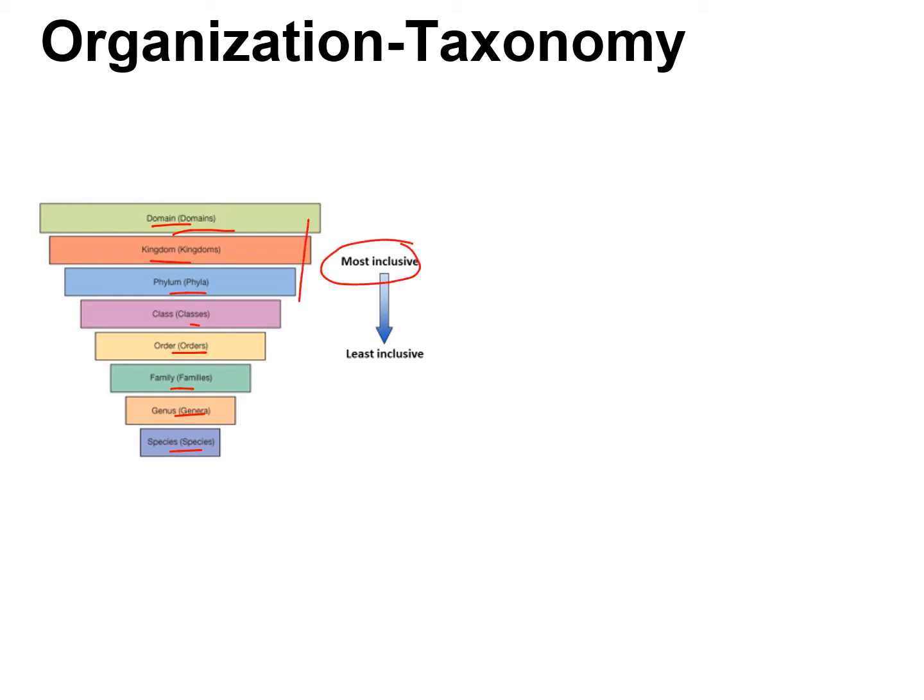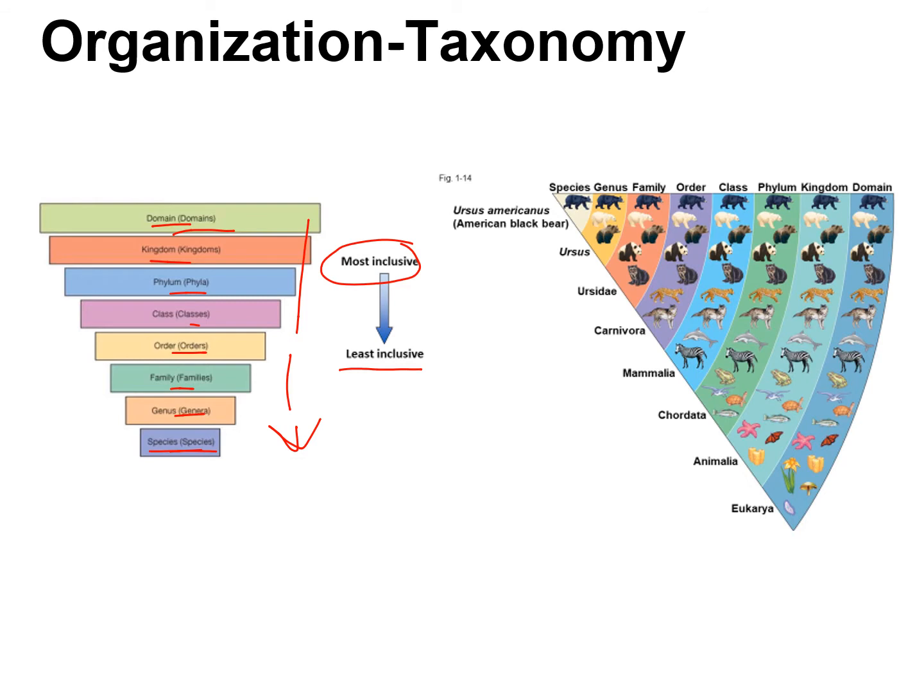It is the most inclusive. And as you go down this type of classification, you are going to end up at the species classification, which is the least inclusive or the more specific. So an example for the American black bear. Its species name is Americanus. The genus name is Ursus. The family is Ursidae. Order is Carnivora, class is Mammalia, phylum is Chordata, kingdom is Animalia, and the domain is Eukarya. So Eukarya, one of those 3 domains.